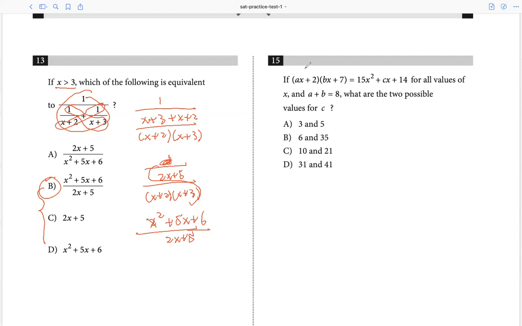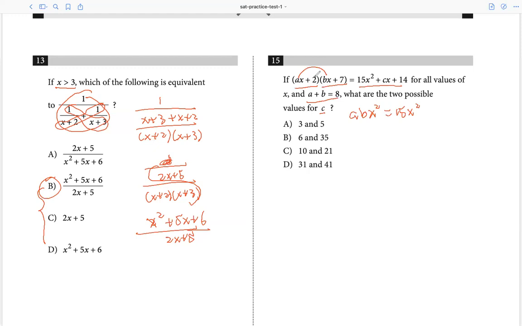15, on the left-hand side, we have two factors. We have (ax plus 2) times (bx plus 7). On the right-hand side, we have this. So we're given also a plus b equals 8. So let's see what are the two possible values for c. Well, let's multiply this out. So ax times bx, we get abx squared. And that has to equal 15x squared, right? Because like terms.